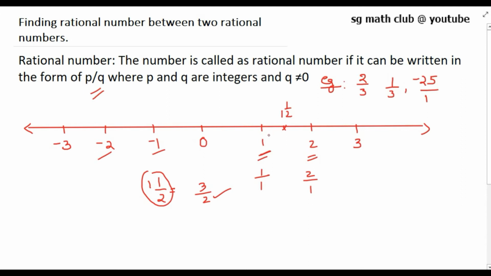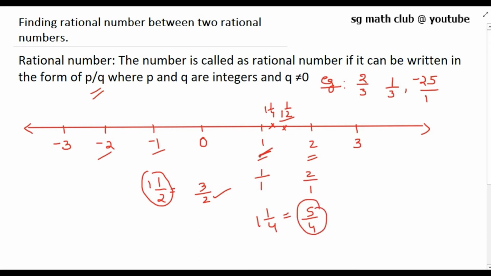Again, I can find one more rational number between 1 and 1 and a half. Which is that rational number? I can write 1 1 by 4. 1 1 by 4 is also a mixed fraction. You can convert it into an improper fraction, 5 by 4. So that is another rational number.